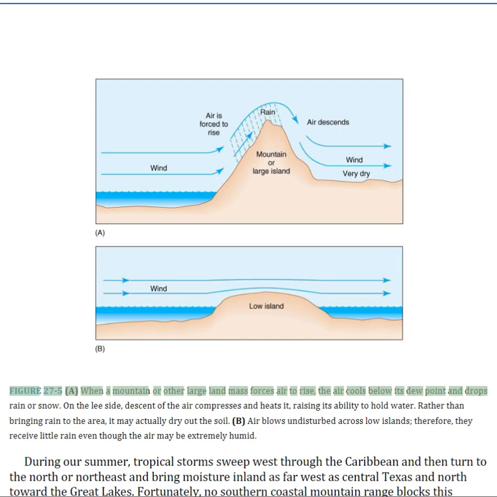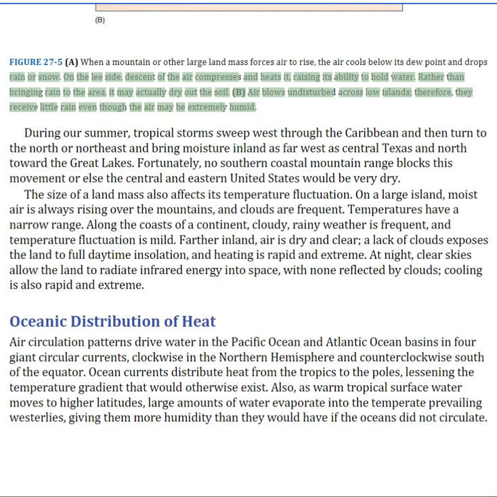Figure 27.5: When a mountain or other large land mass forces air to rise, the air cools below its dew point and drops rain or snow. On the lee side, descent of the air compresses and heats it, raising its ability to hold water. Rather than bringing rain to the area, it may actually dry out the soil. Air blows undisturbed across low islands, therefore, they receive little rain even though the air may be extremely humid.